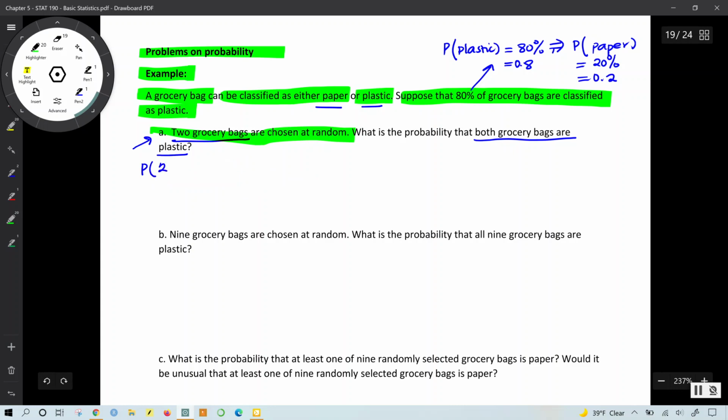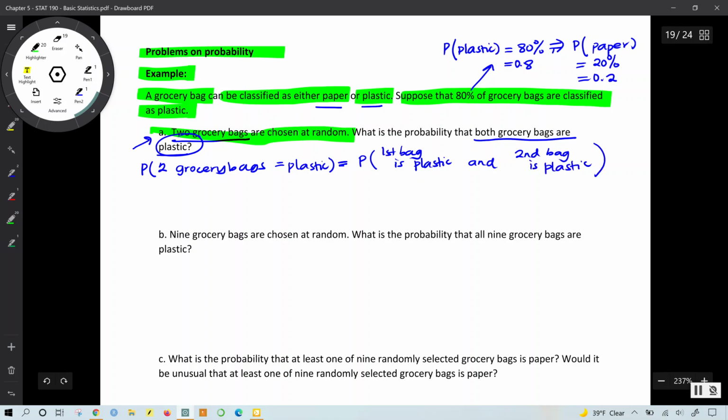So probability that 2 grocery bags, in this case, are plastic, this will be equal to probability that first bag is plastic and the second bag is also plastic.